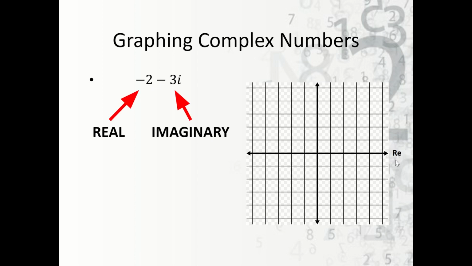So we have our real axis here, and this one should be our imaginary axis. So our real is -2. So along the reals, we're going to go to the left 2. And our imaginary is -3. So we're going to go down 1, 2, 3, and plot our point. So this is how we graph complex numbers on the Argand diagram.